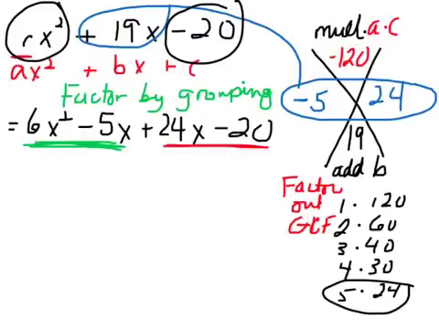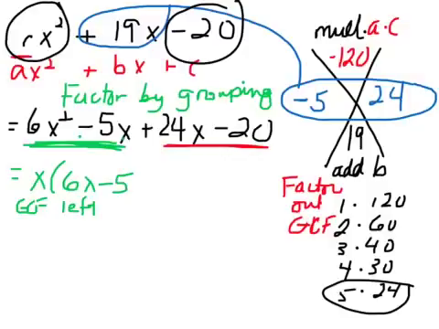So if I look at the first two terms, what's the biggest thing that divides out of 6x squared and 5x? Wouldn't it just be an x is the biggest thing that divides out? And if I write it down and I write, here's my GCF, remember what's my leftovers? 6x squared divided by x would be 6x. And then minus 5x, divide the x out would be minus 5. Okay? So you think, well, how does that help me? Well, let's keep going, and eventually I hope you'll see.